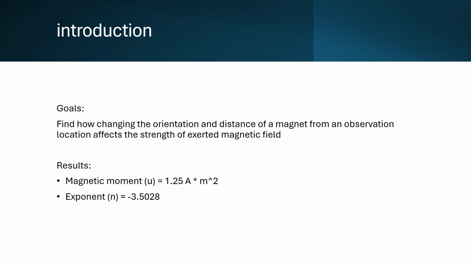Intro. The goals are to find how changing the orientation and distance of a magnet from an observation location affects the strength of exerted magnetic fields. The results were the magnetic moment equaled 1.25 amperes, and the exponent n, I know it's not actually n, it's just the closest I could find, equals negative 3.5028.